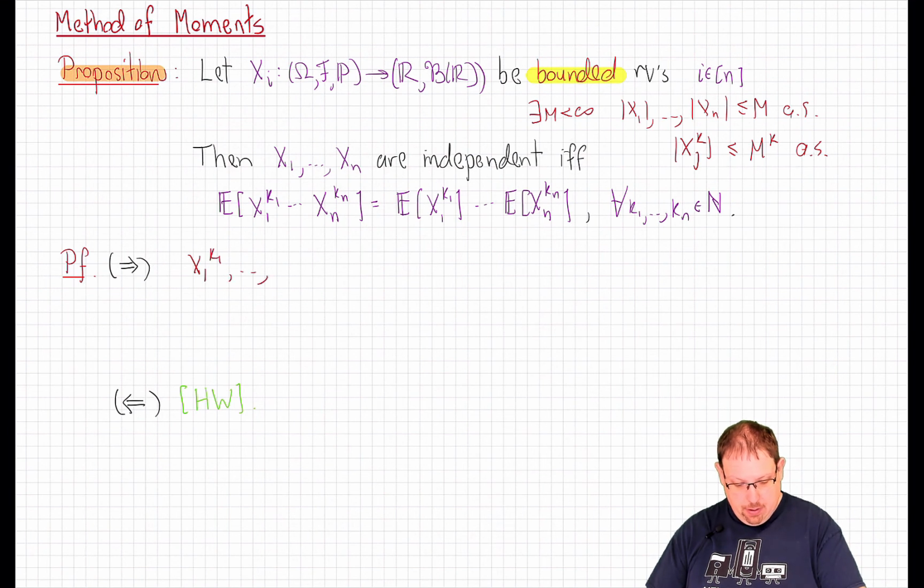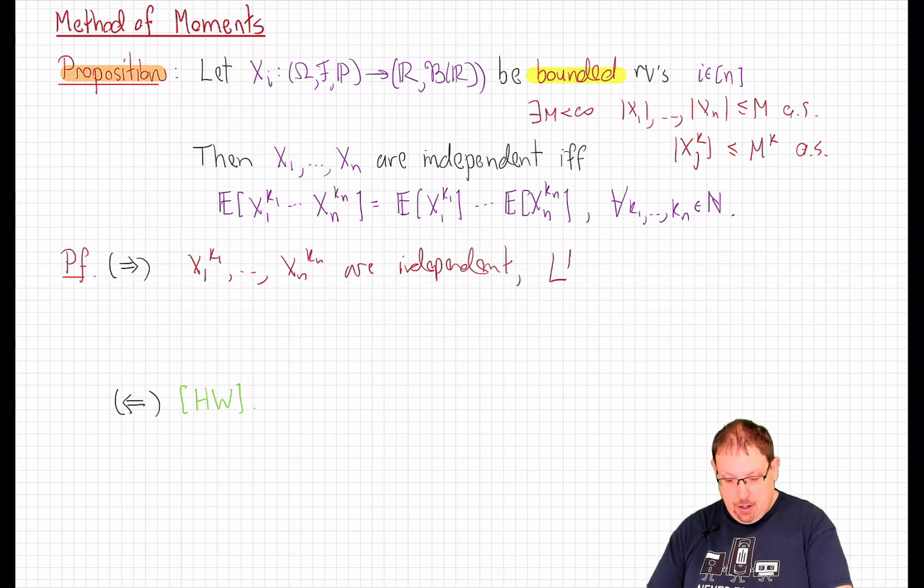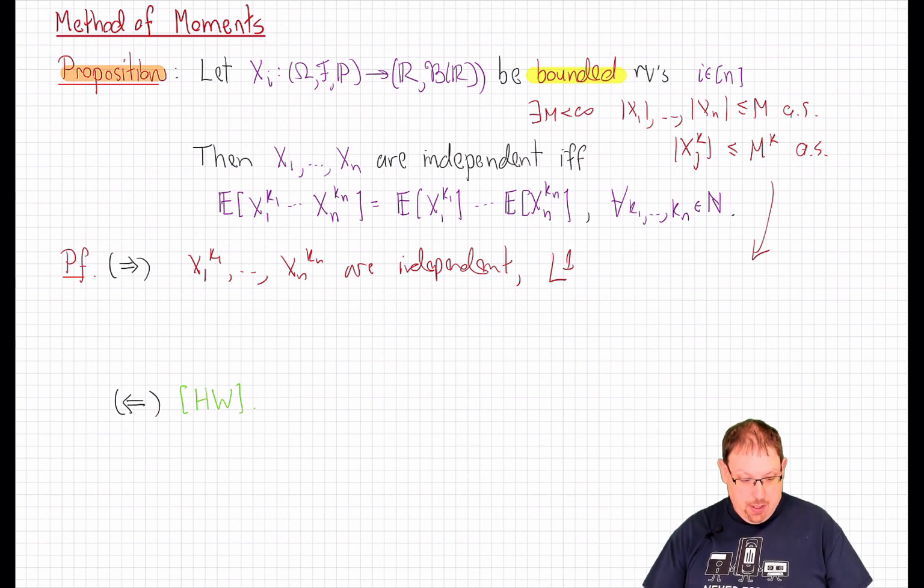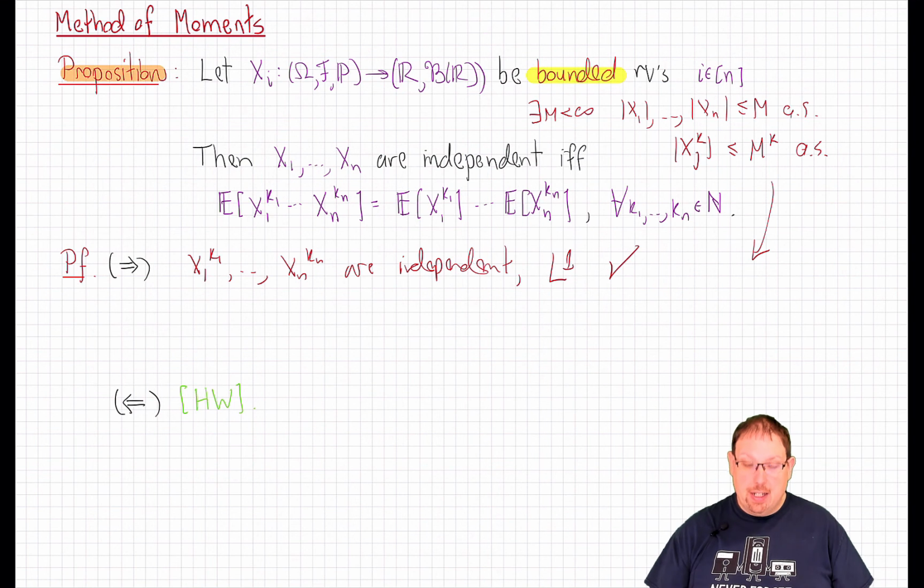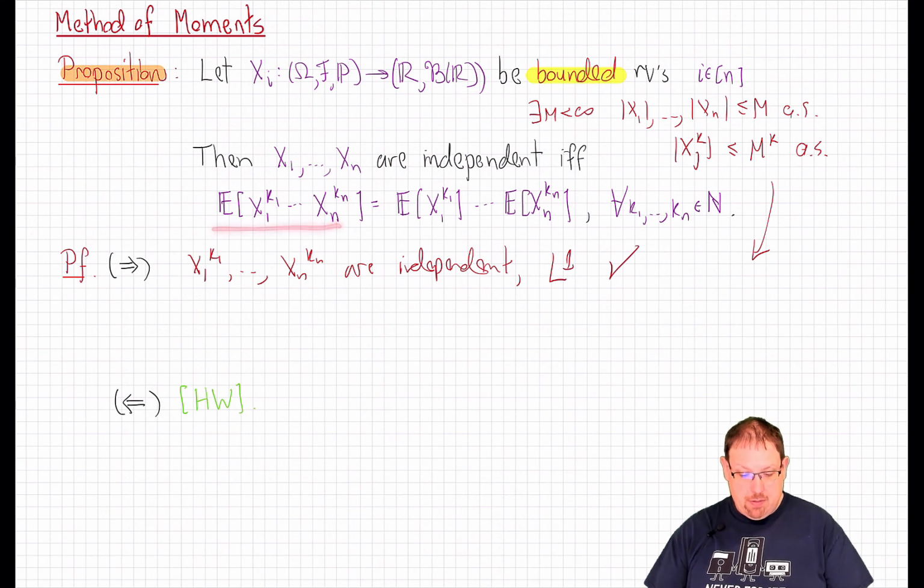x1 to the k1 through xn to the kn are independent because x1 through xn are independent, and the power functions are measurable functions. And they are in L1 by what we set up here, and therefore this follows by a theorem we proved earlier this lecture. The very useful fact is that actually you can go backwards, in this case of bounded random variables. Suppose that I have a collection of random variables and I know that they have this moment factorization property. Their joint moments factor as individual moments. Then you can conclude that those random variables are in fact independent. And that is going to be on your homework.